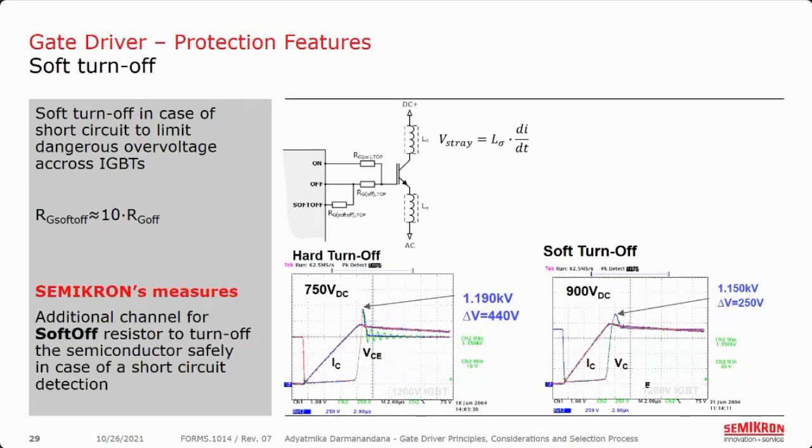With a soft turn-off, basically we turn off the IGBT at a slower pace. This way, the steep slope of the current can be avoided. Our soft off normally has about 10 times the normal RG off. Here in the example, we have a delta of 440 volt for the hard turn-off, and it is reduced with the soft turn-off to about 250 volt. At Semikron, we have an additional channel for these soft off gate resistors, so we can adjust them independently.